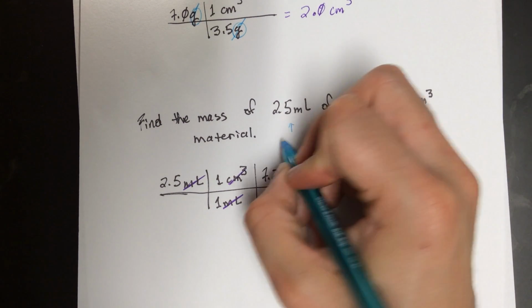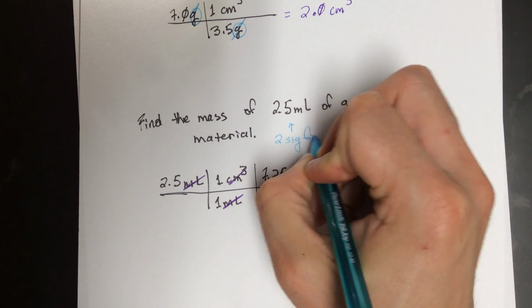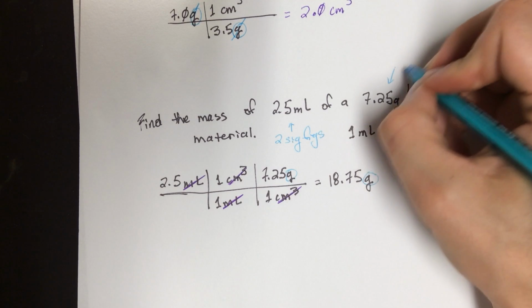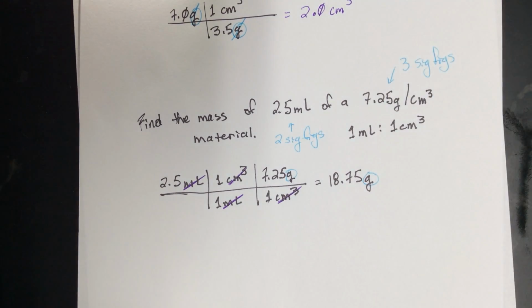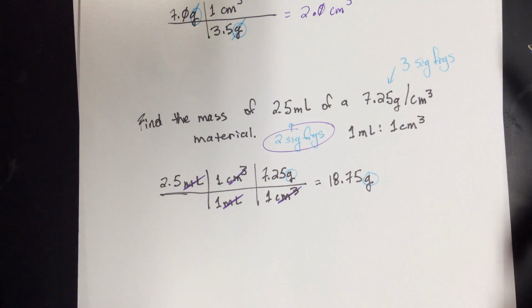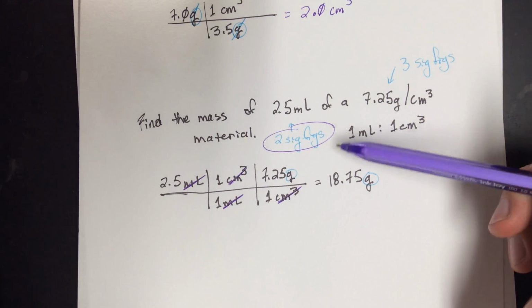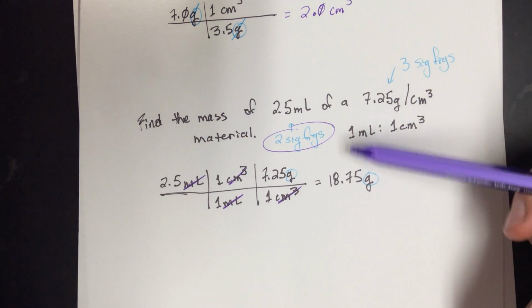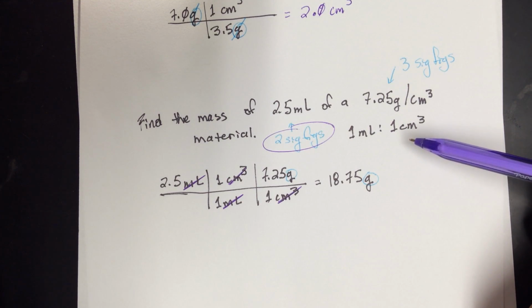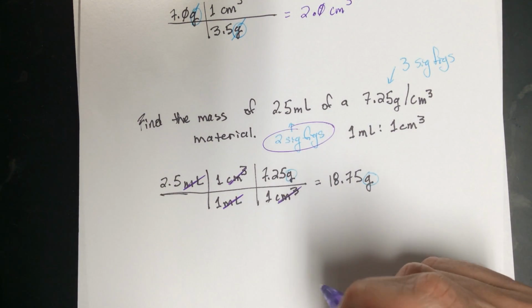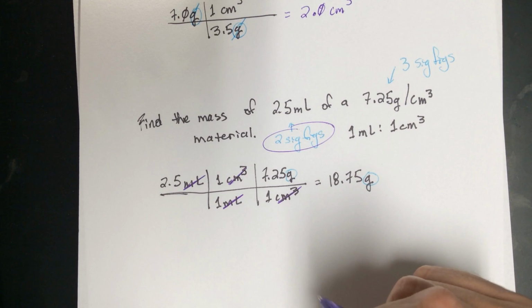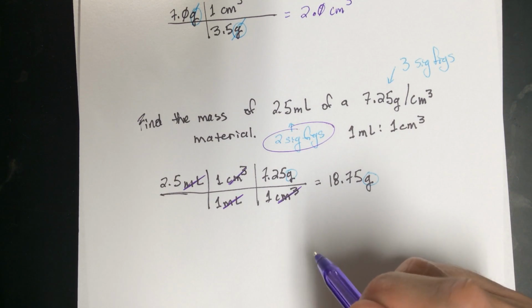So 2.5 has only 2 significant figures. 7.25 has 3. So that means that my answer needs to have 2 significant figures in it. One thing to note is that ratios that we memorize to convert between units do not impact the significant figures of our answer. So we would only be looking at the numbers provided in the original problem, the measurements in the original problem, in order to determine the significant figures in our answer.